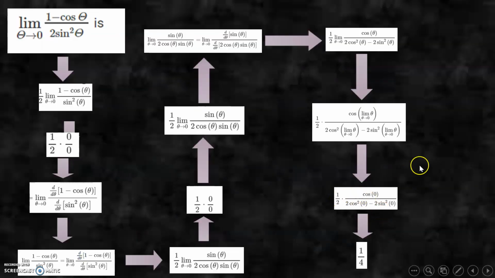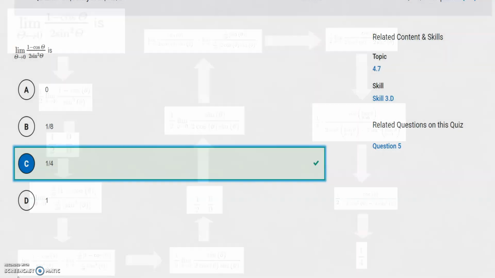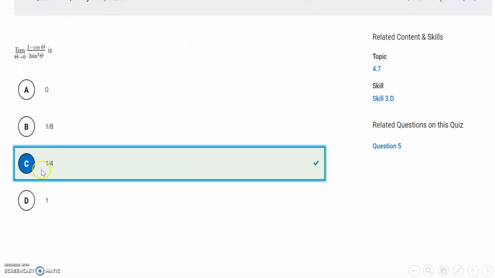Now we are just going to solve and simplify this expression. So cos 0, the exact value for cos 0 is 1, and then 2 and cos again, so it's going to be 1 squared. The exact value for sine 0 is going to be 0, and we are going to solve continuously, thus getting 1 over 2 times 1 over 2, which is equal to 1 over 4. Going back to the question, it was option C, and so that is how you solve this question.